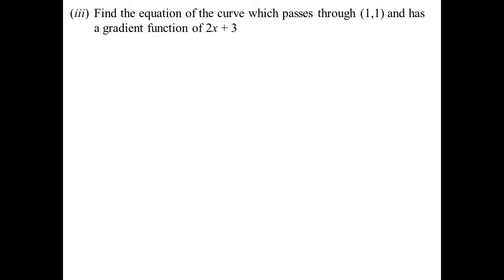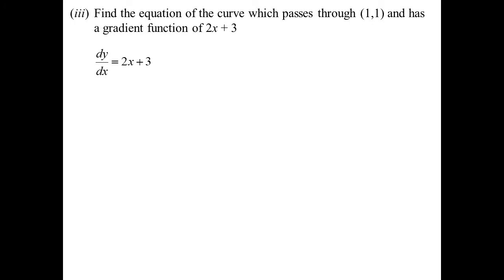So let's do that sort of question. Let's find the equation of the curve. We're told that it passes through the point 1, 1, so we have some extra information. It has a gradient function. A gradient function. What on earth is a gradient function? Well, that's just a fancy way of saying the derivative. Because remember, the derivative measures the gradient or the slope. So gradient function, they're basically telling me that the derivative is 2x plus 3.